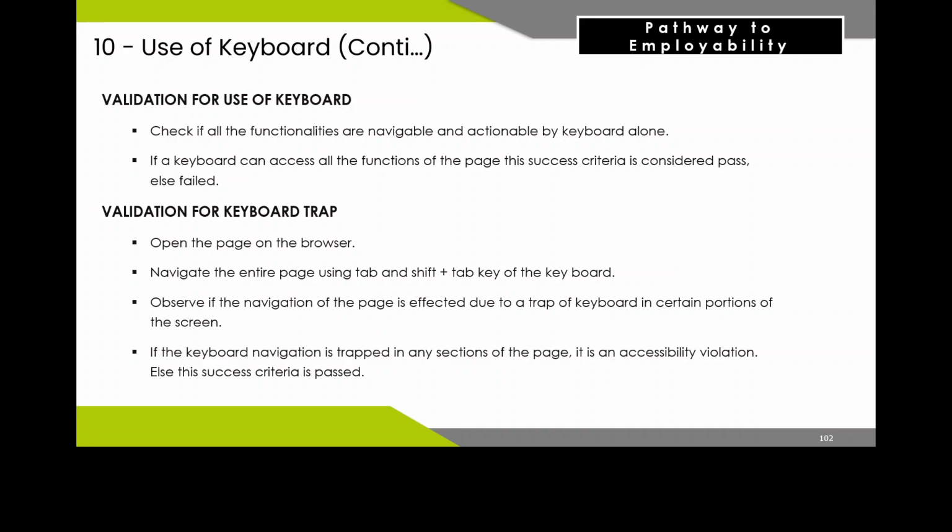Validation for keyboard trap. Open the page on the browser. Navigate the entire page using the Tab and Shift plus Tab keys of the keyboard. Observe if the navigation of the page is affected due to a trap of the keyboard in certain portions of the screen. If the keyboard navigation is trapped in any sections of the page, it is an accessibility violation. Else this success criteria is passed.